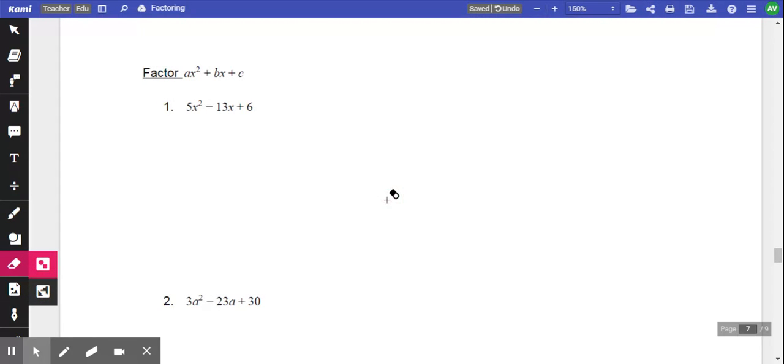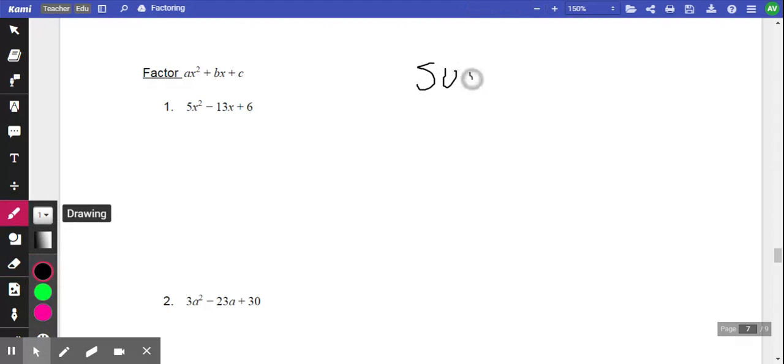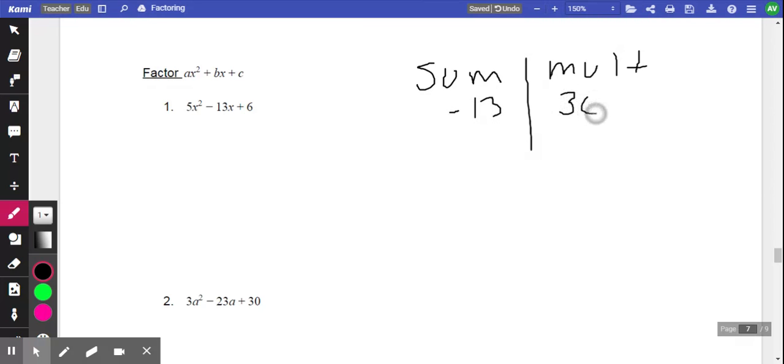Okay, sorry, I just paused to erase. So this one is similar. We're still looking for something that we need to sum to and something we need to multiply to. But the difference is the method I'm teaching you is called the AC method. So we still sum to -13, but this time we're going to multiply to 30. Everybody see that? And where did that 30 come from? A, 5, times C, 6. So that's why this is called the AC method.